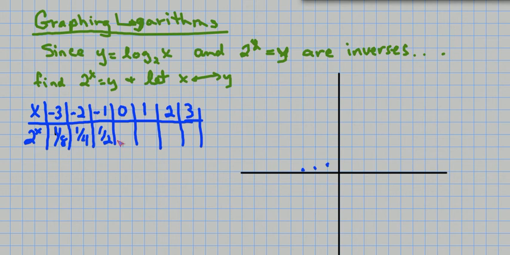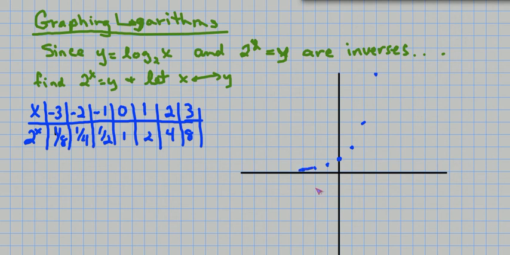2 to the 0 is 1. If you remember back to exponential functions, 0, 1 is kind of an anchor. 2 to the first power is 2. 2 to the second power is 4. And 2 to the third power is 8. So we get something that looks similar to that.